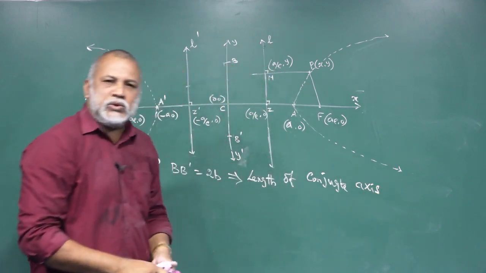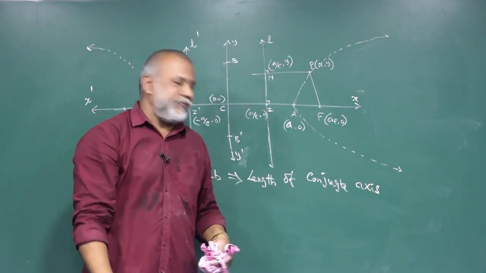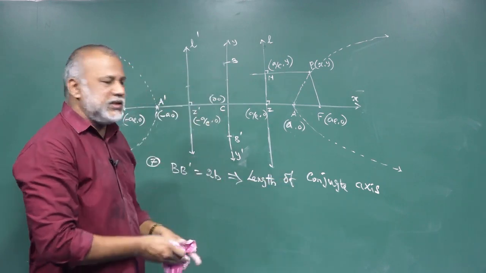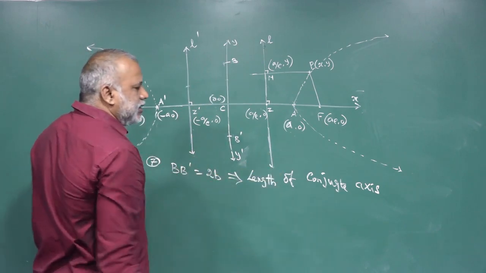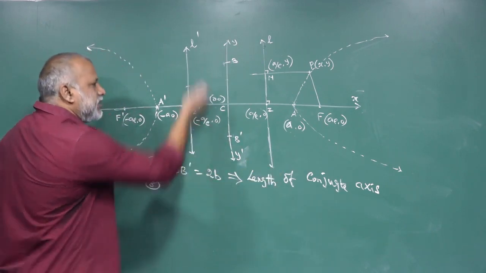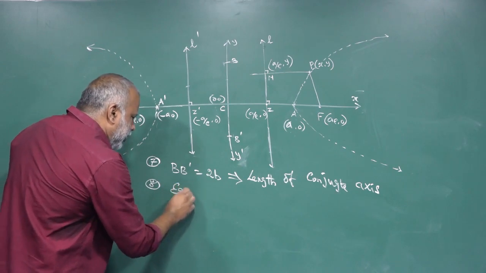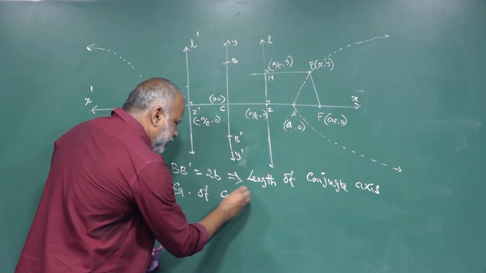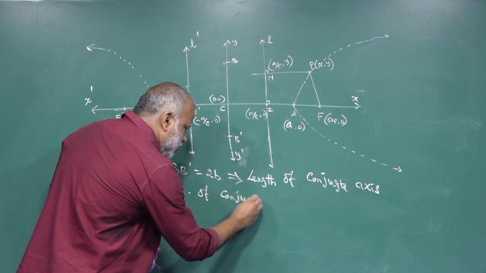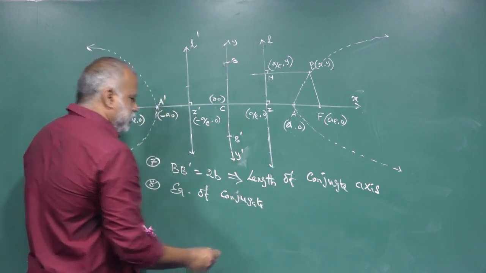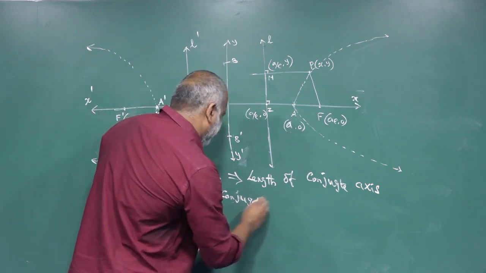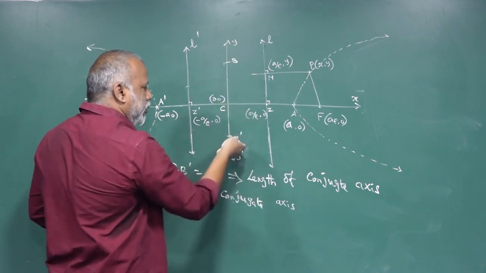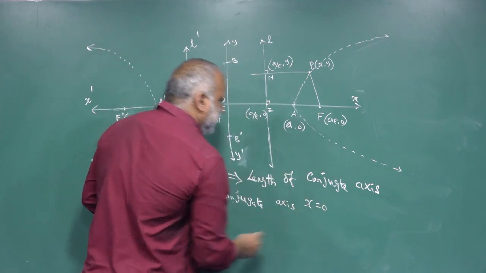But in your ellipse you are using the word length of minor. Here you are using the word length of conjugate. It is nothing but an assumed distance. B dash equal to 2B. Length of conjugate. Now what is the equation of conjugate axis? Equation of conjugate axis. See here, it is nothing but y-axis. The value is x equal to 0.